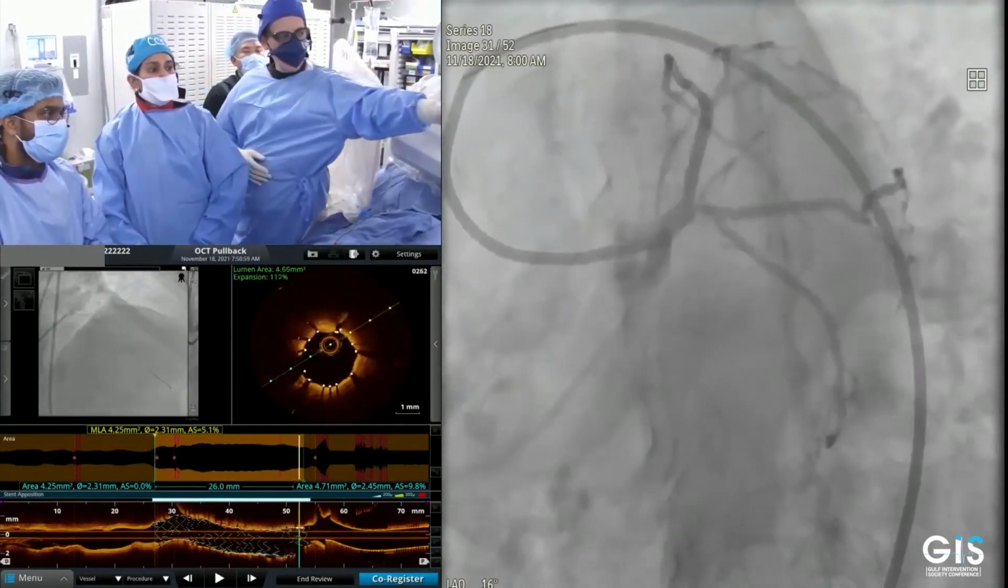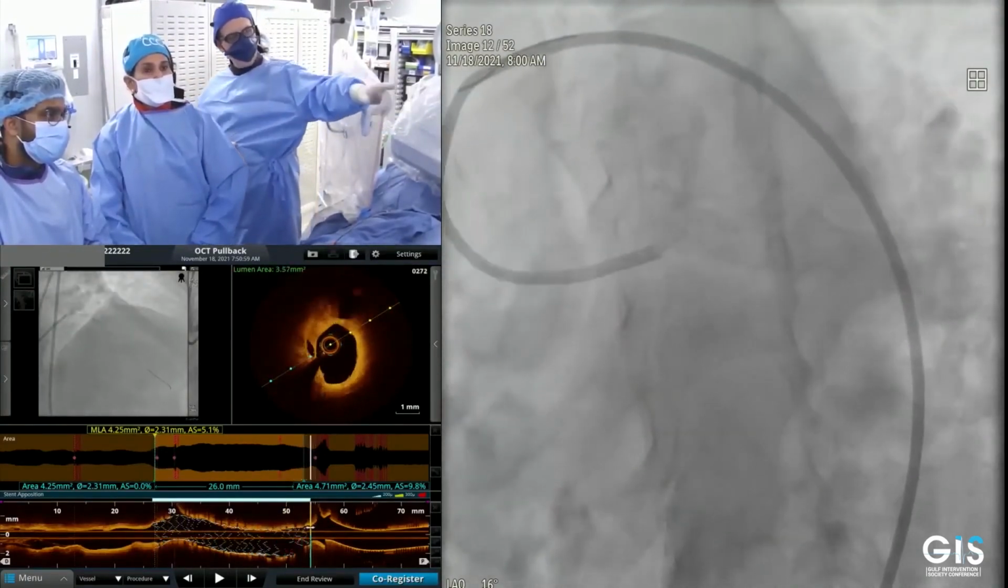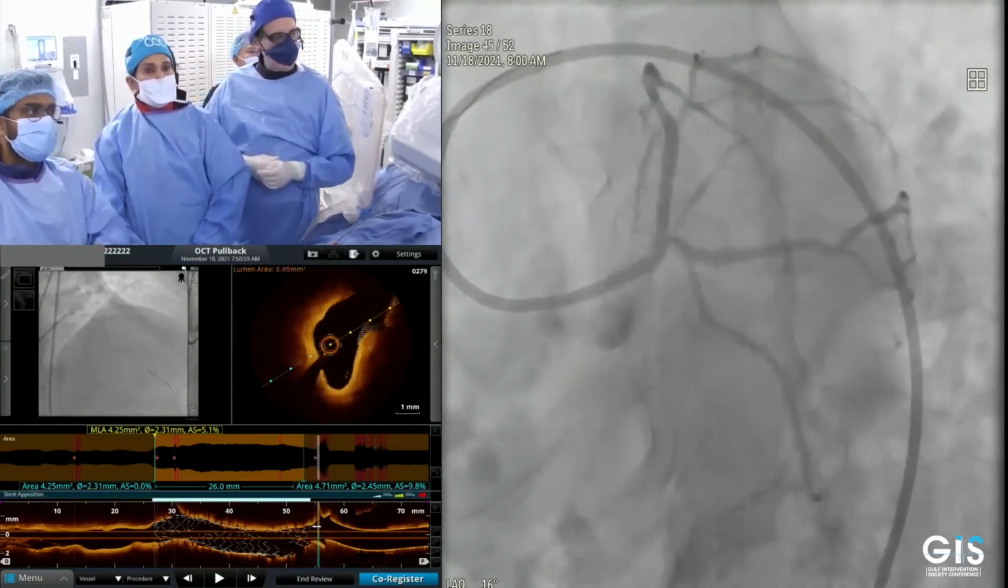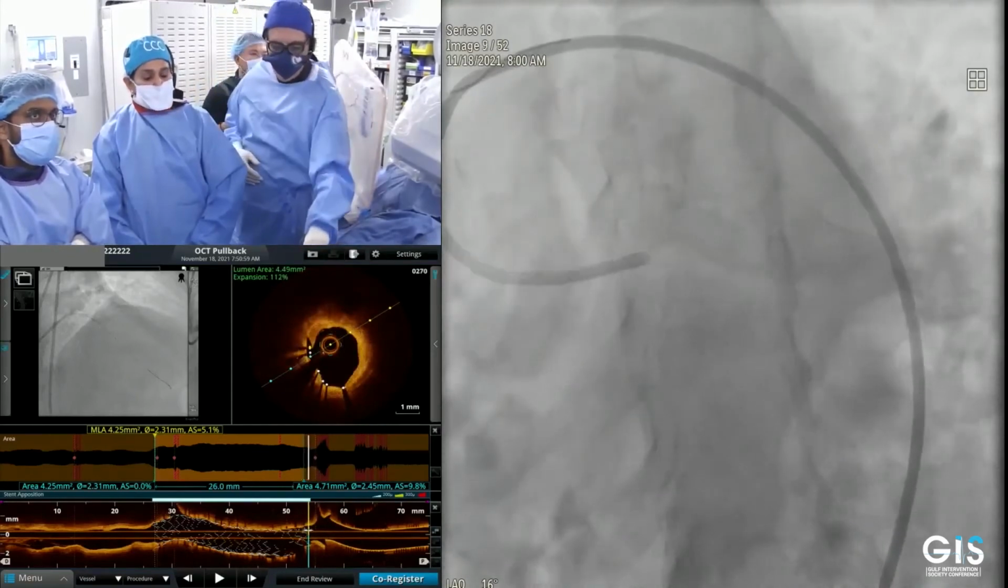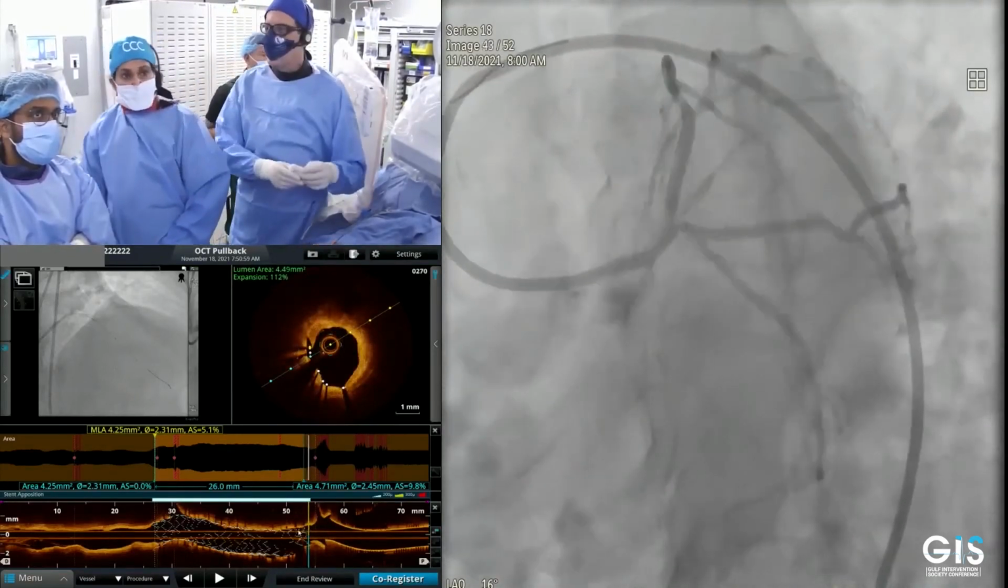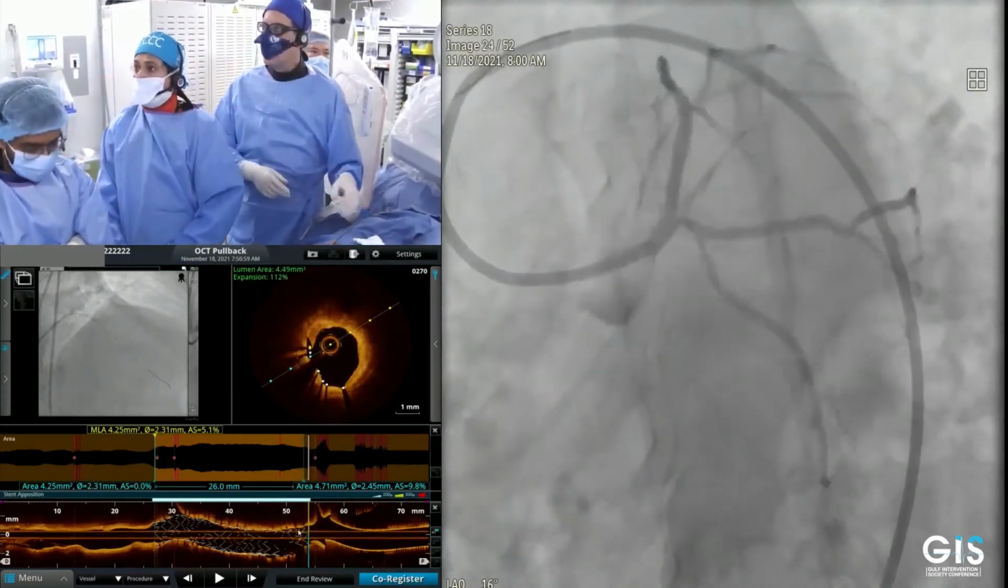In this view, you can see the ramus. I think what we see as a possible dissection is just the ostium of the ramus. Yes. That's my opinion. No dissection. This is just a cut of the ostium. Yes, I agree. I agree, George. Don't you agree with that? Yeah.